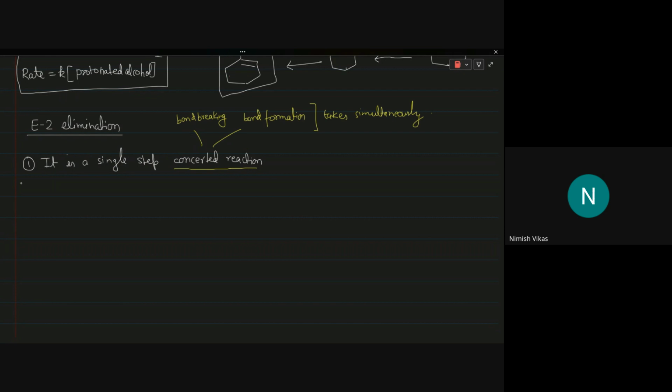The second important concept for the E2 elimination is that it is possible in presence of strong base and high temperature. High temperature is required for every elimination reaction, so that is not the thing. But for E1 you require a weak base, and for E2 elimination, you require a strong base.